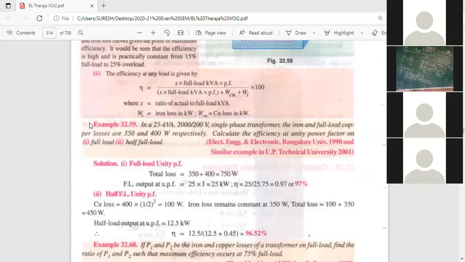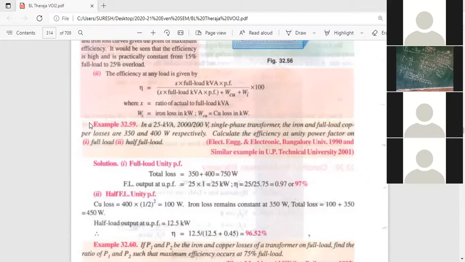Zero point 97. In your textbook also they have given 0.97. See on the screen, it is 97%. That is for the first case.